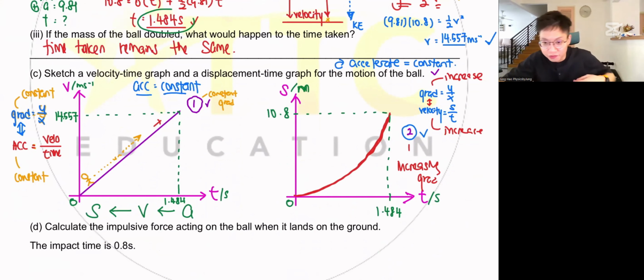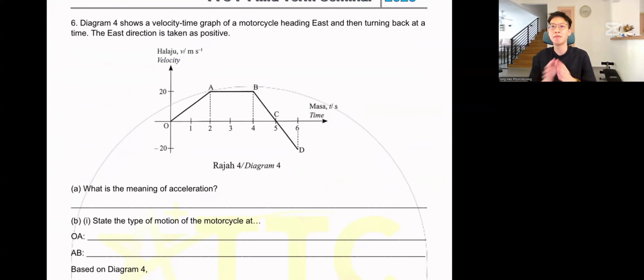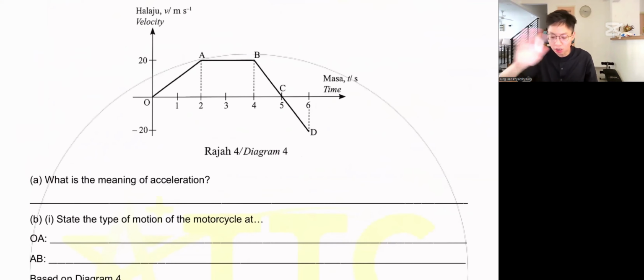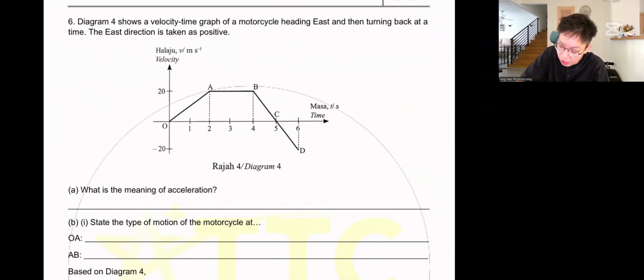Okay, if you're okay with this, then let's go to the next step. Bring one more step forward. I will skip the impulsive force first because that's not my main aim for now. I want everybody to quickly look at page 27. I know that most of your weakness is at motion graphs. On page 27, I don't want to talk about the meaning of acceleration first. Let's talk about the type of motion OA and OB.